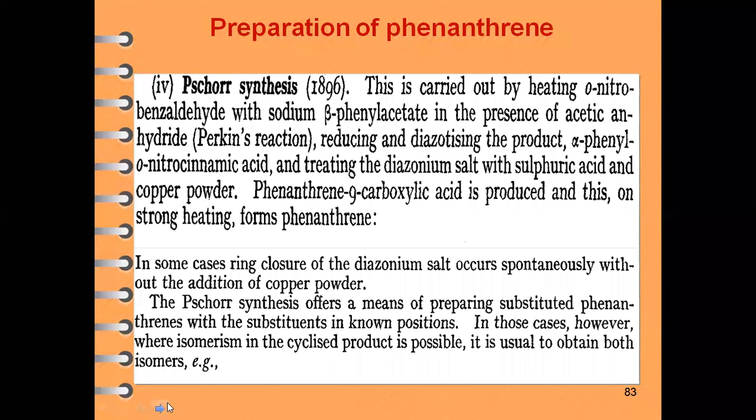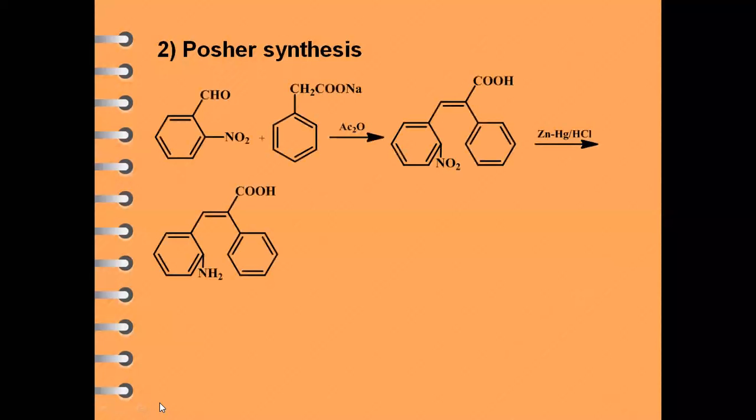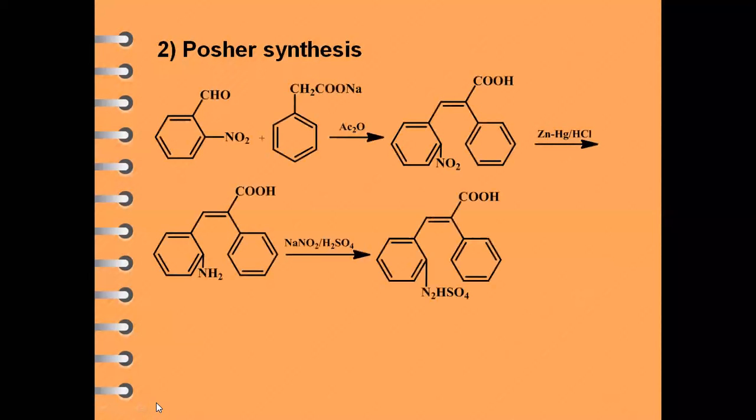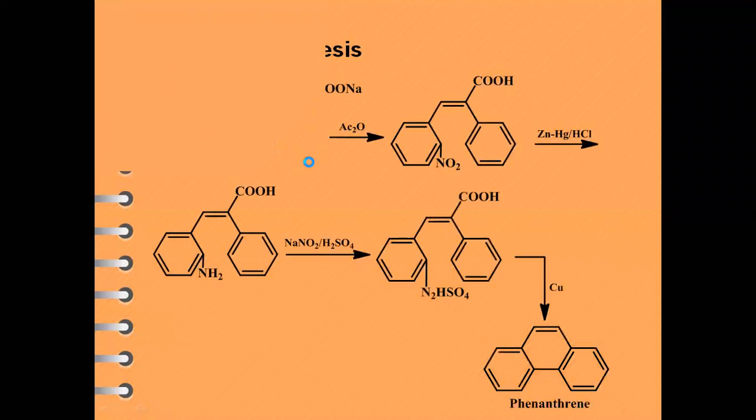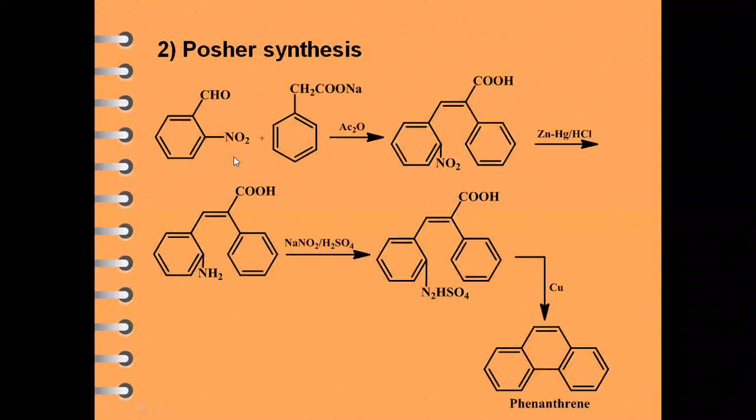So what will be the synthetic procedure? Give a synthetic route for the formation of phenanthrene by using orthonitrobenzaldehyde. So what we will do first? First we will be heating orthonitrobenzaldehyde with sodium phenylacetate in the presence of acetic anhydride. So there will be a formation. This particular reaction is known as Perkin synthesis of acid.